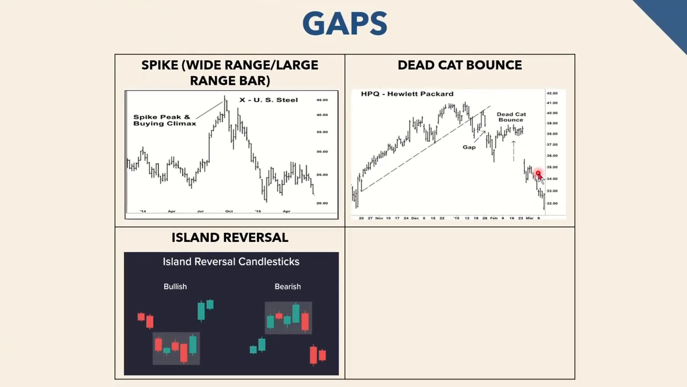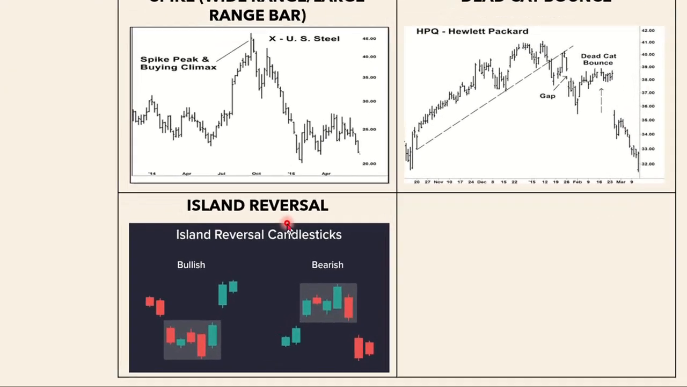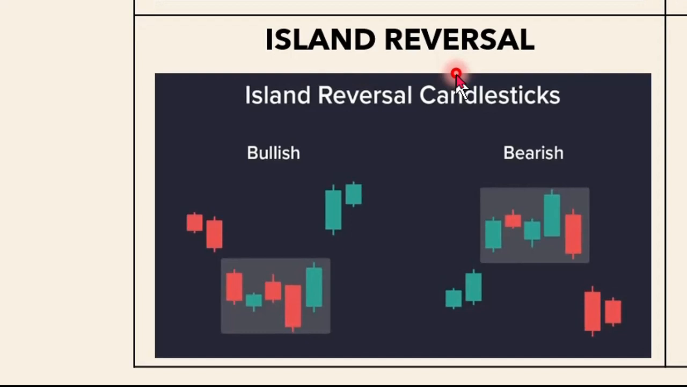Much lower volume is expected. Island reversal occurs at either top or bottom and only after a relatively lengthy trend. It happens almost at the end of the trend. Let us see this bearish example. Bullish is actually the opposite of bearish.